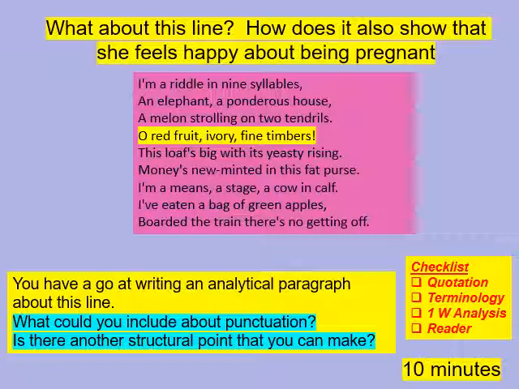Oh, red fruit, ivory, fine timbers. I want you to write an analytical paragraph in the same way that I did on the previous slide, showing how that line shows she's happy about being pregnant. Can you include 2 structural points if you can as well, or at least one? Structure being, in this case, it's going to be punctuation. And it's a very upbeat piece of punctuation at the end of that line. So 10 minutes on that, and that's the thing I want you to upload onto Classcharts, please.